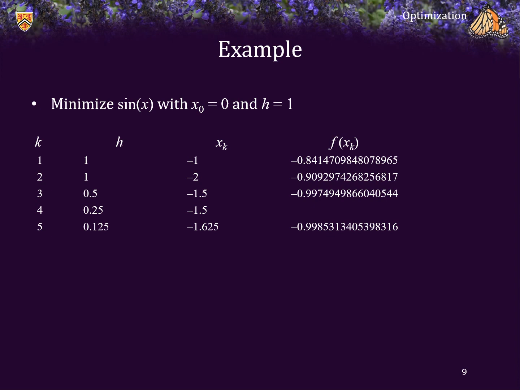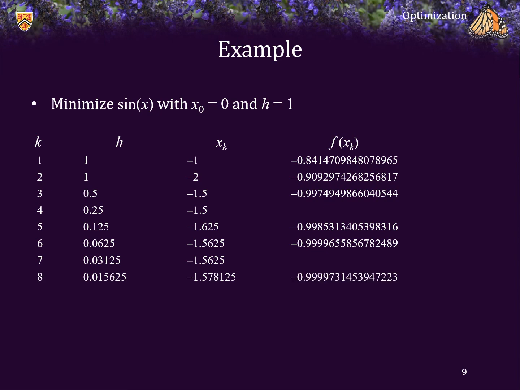We now note that -1.5 plus 0.125 has a smaller value of f when evaluated at sine of x in this case, so that we will continue on with that point. We divide h by 2 again, and now we find that -1.625 plus 0.0625 gives us a smaller number when we evaluate f at it, and we continue with that point. If we try -1.5625 plus or minus 0.03125, the middle number is still the smallest.